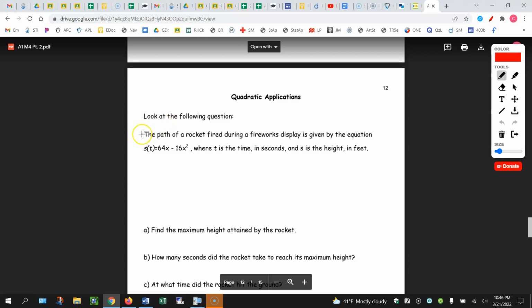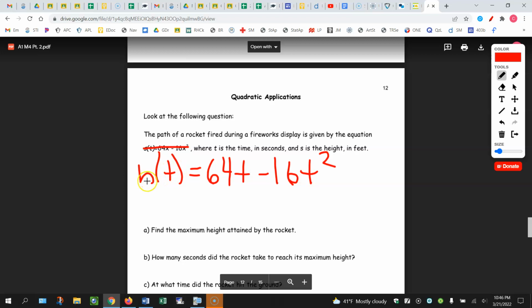Today we're going to be looking at quad applications. So on page 12 you have this equation. There are some typos here, so let me first address those. This should be, let me just rewrite this: H of t equals 64t minus 16t squared. T is the time in seconds, H is the height in feet.